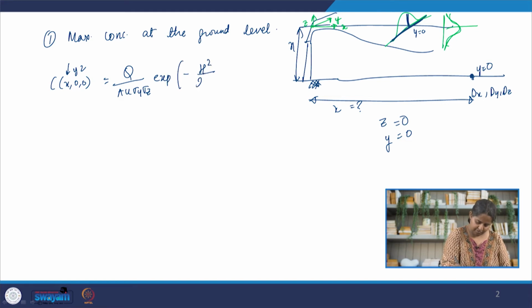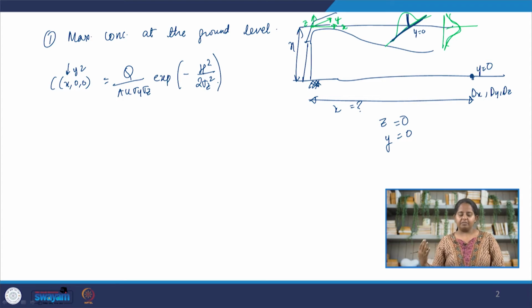That's it. The part of the equation which is y square by 2 sigma y square will become 0. So, the exponential of 0 will be 1. So, that part then goes into unity. So, this is the equation we have, and now we want to find out when does C get maximum.